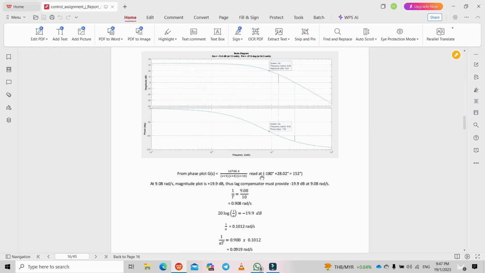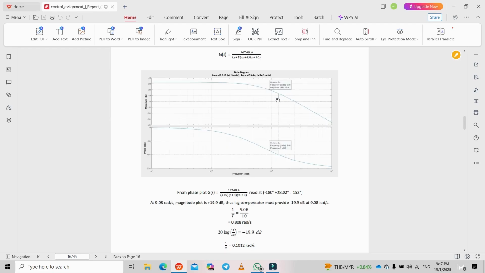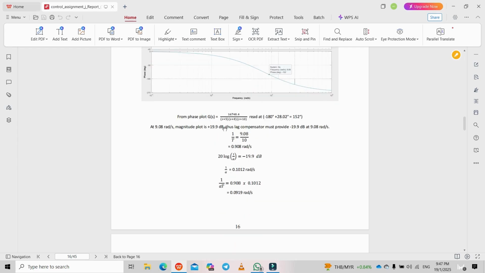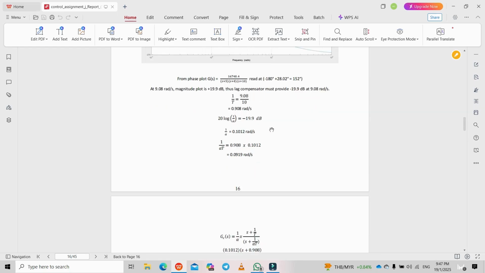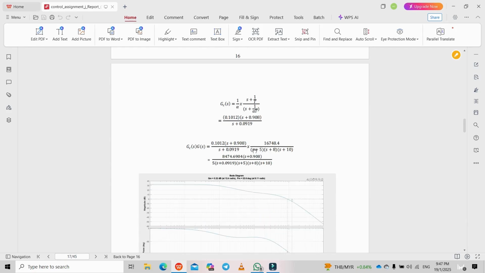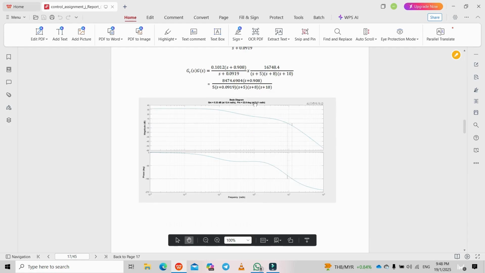Then we get this Bode diagram. By using the formula negative 180 degrees plus our new desired phase margin, we get 152 degrees. Based on this angle, we refer to the phase plot to get the frequency, and the magnitude plot gives our magnitude. Based on these two values, we calculate 1 over T, 1 over alpha, 1 over alpha T, then substitute into the formula to get the new lag compensator transfer function, and this is our lag compensator Bode diagram.